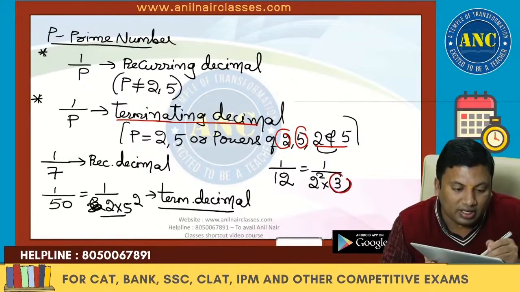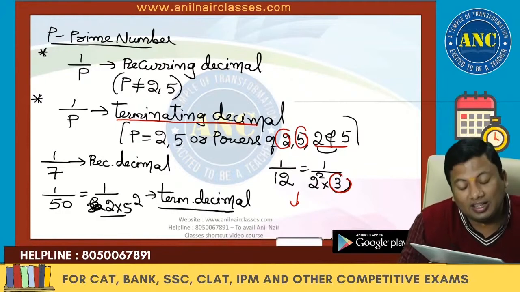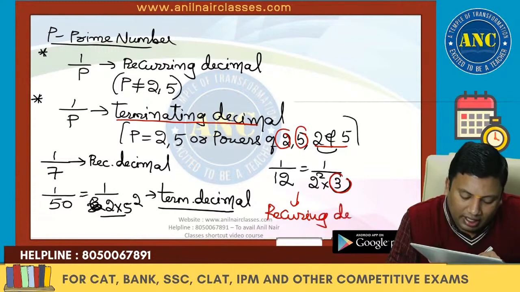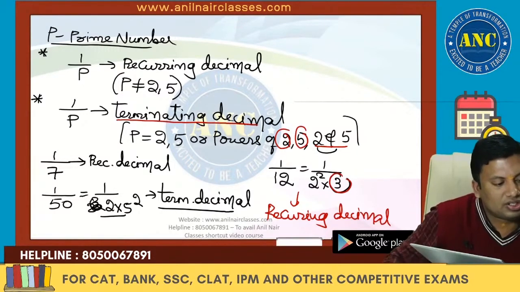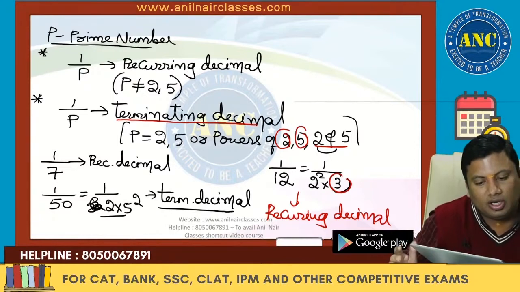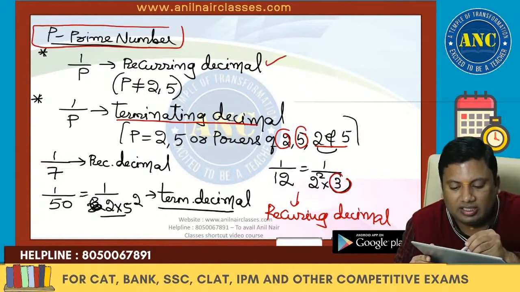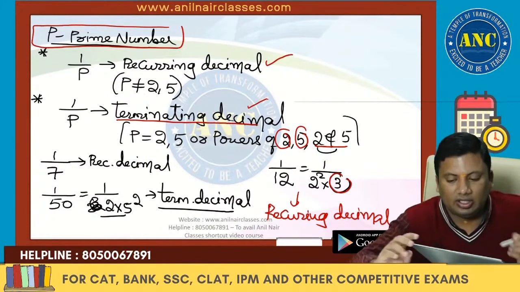3 is present. So if the denominator contains a prime number other than 2 and 5, what is the answer I will get? A recurring decimal I will get. Please take a screenshot of this extremely important key point. If P is a prime number, under what cases will I get a recurring decimal? Under what cases will I get a terminating decimal?